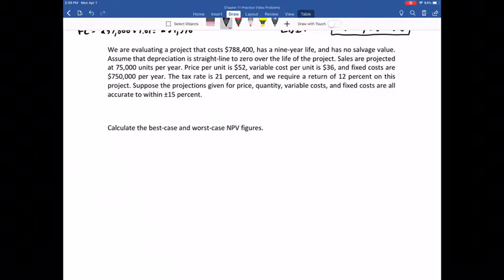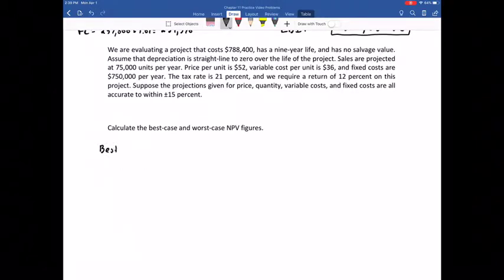So saying that each of these inputs are accurate to within plus or minus 15%, and they want us to calculate the best case and the worst case net present value in these two different scenarios. Before we can calculate net present value, we need to know what the cash flows are. We have our inputs to be able to calculate base case cash flows, but they're only asking for what is the best case and the worst case net present value. So what I need to calculate is what is the best case cash flows for years 1 through 9, and what are the worst case cash flows for years 1 through 9.